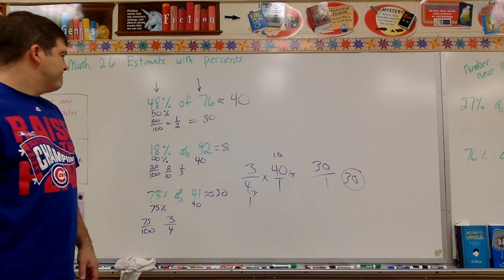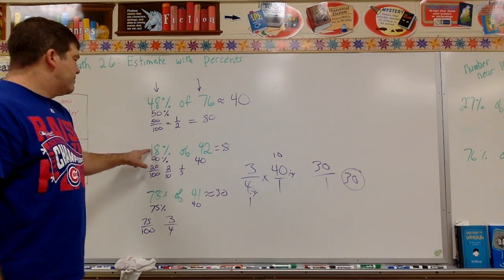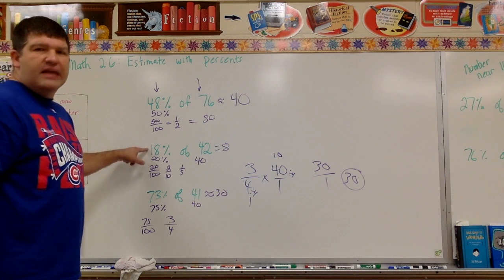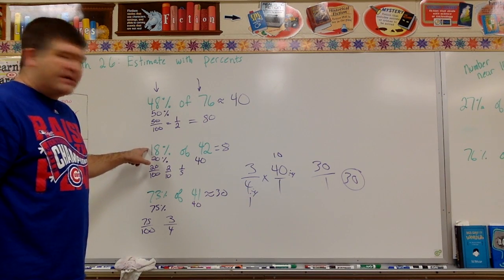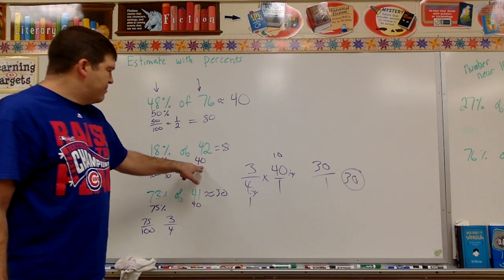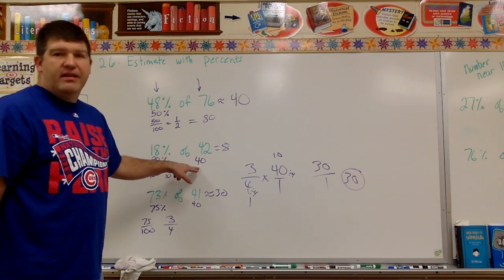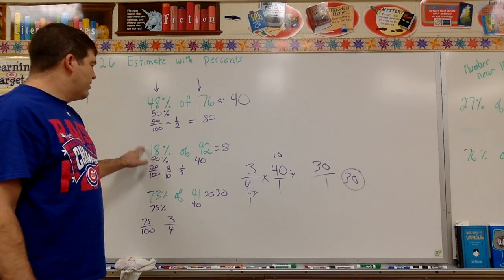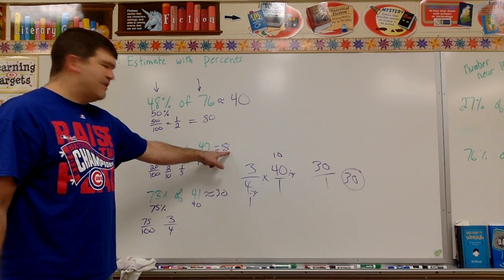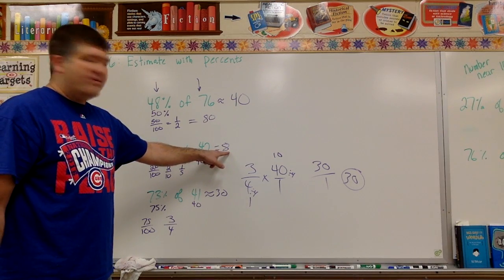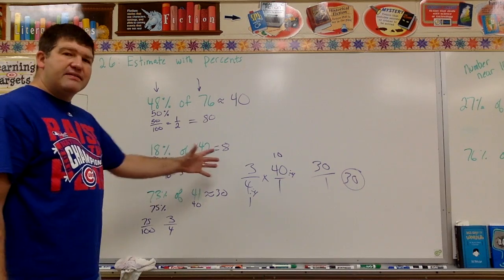Okay. All right. On this one, 18%. 18 is quite a bit less than 50%. And if I'm talking 50% of 40, that'd be 20. We're talking quite a bit less. So is 8 less than 20? Yeah, that's pretty good. So you can kind of make sense of this.